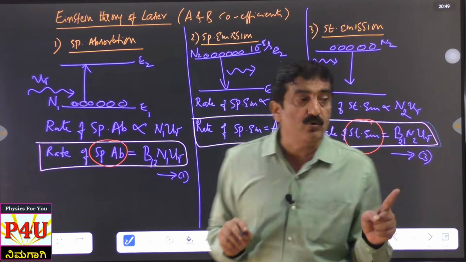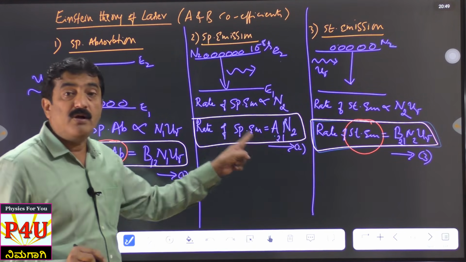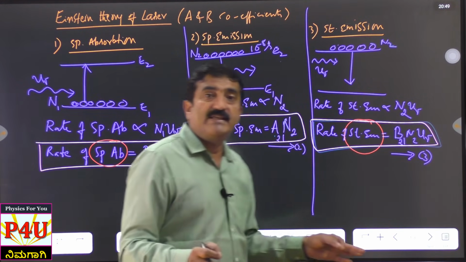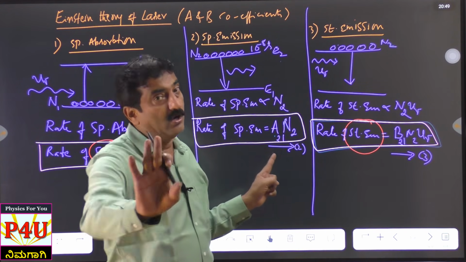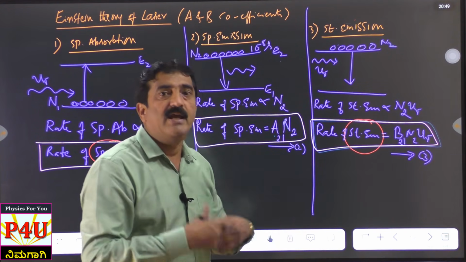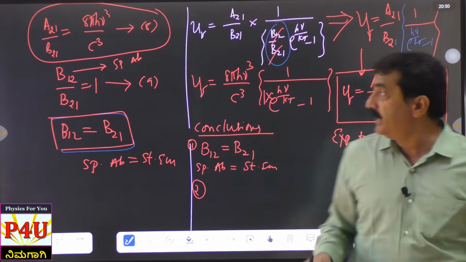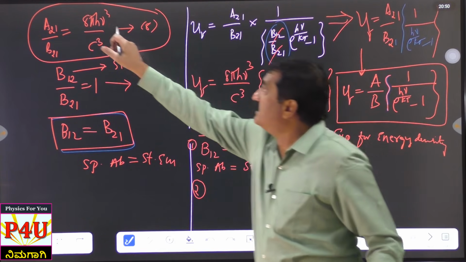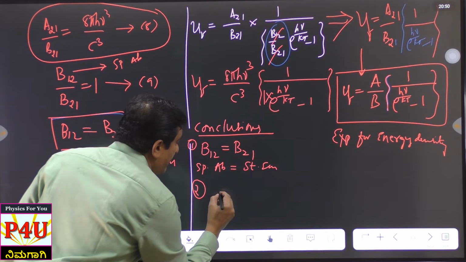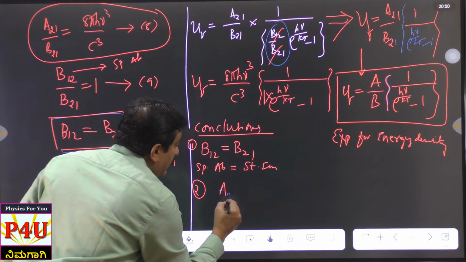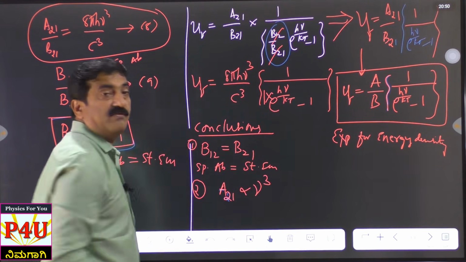B means what? It is stimulated emission. A means what? Spontaneous emission. I want lasing action, therefore I want stimulated emission. I want B to increase, not A. If I increase A, it gives you ordinary light. So according to this relation, if I increase frequency, A21 increases. So second conclusion, A21 is directly proportional to the cube of the incident frequency.